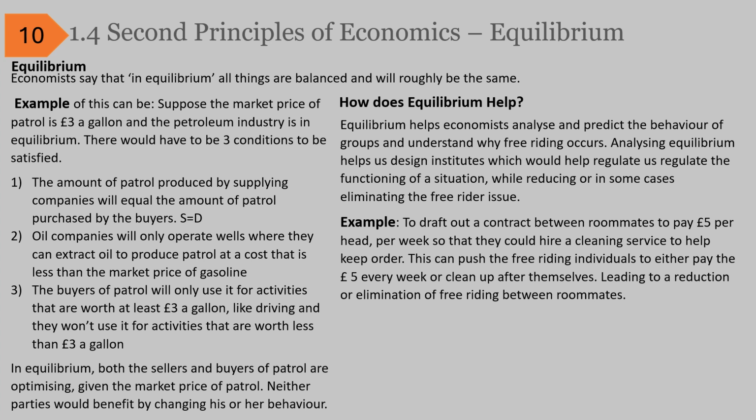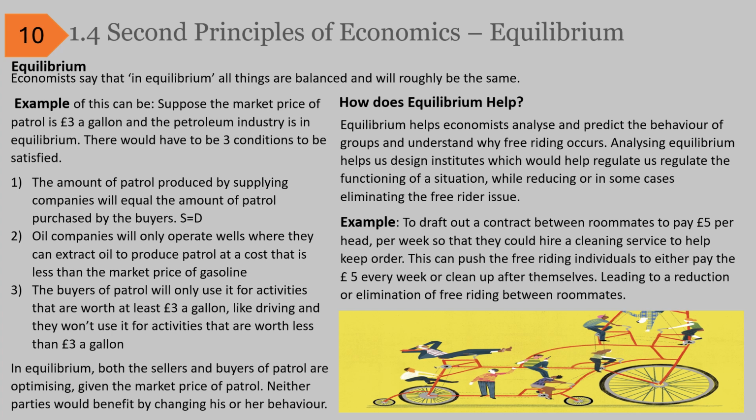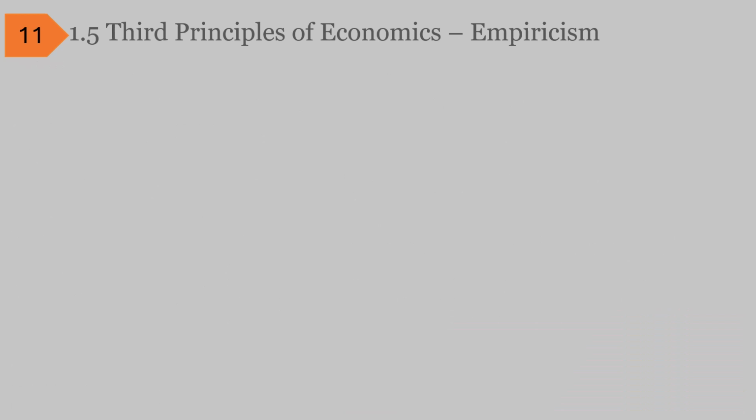And this can push the free riding individual to either cough up the £5 every week to clean up, or they can do it themselves if they are not willing to pay. And this can lead to a reduction or even an elimination of free riding between roommates. So if he decides to pay for it, good enough, and if he doesn't and starts to clean up himself, well, that leads to a reduction in the free riding that was caused previously. Another great example of the free riding problem is where we look at a greater bunch of people and a few people just enjoying the fruits of other people's labour.